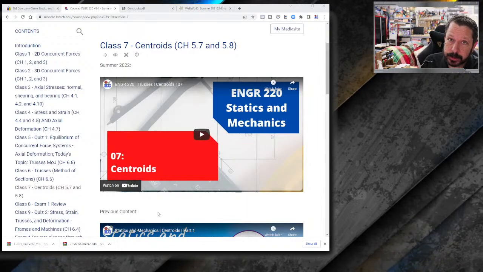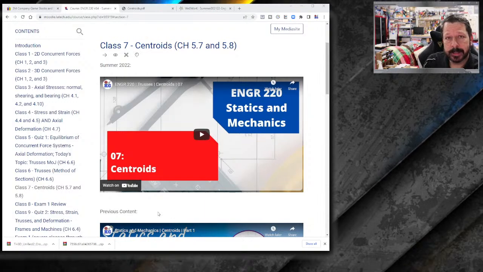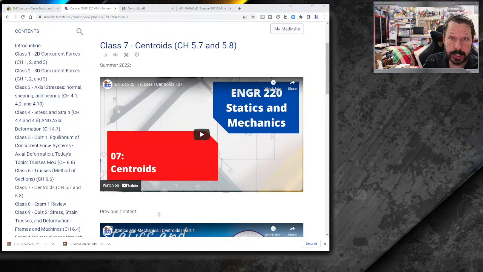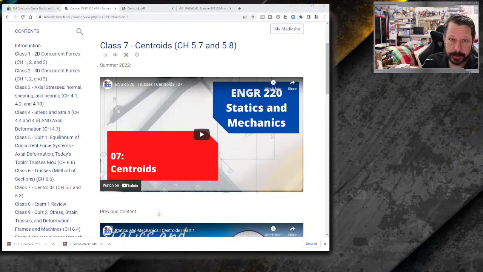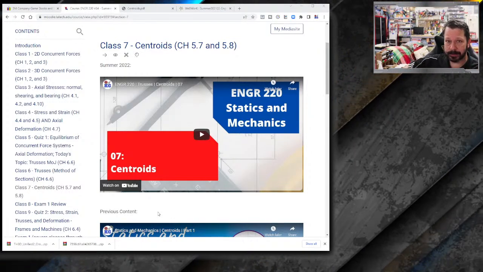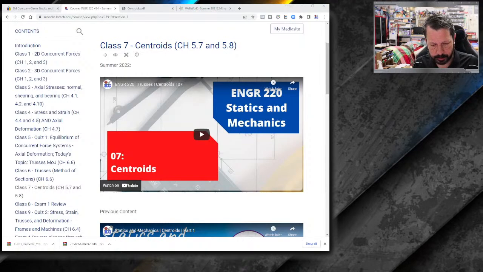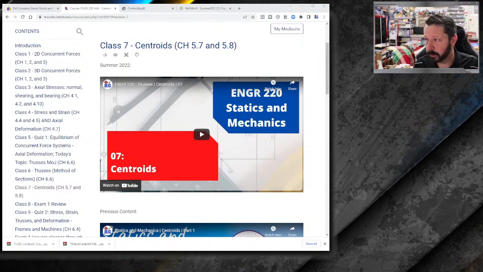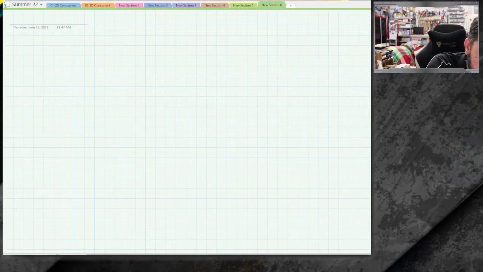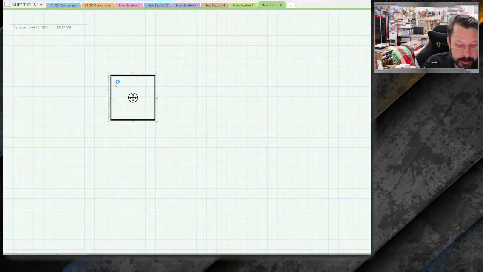We are only going to do two-dimensional centroids. You can have three-dimensional centroids, but we're going to think of centroids of just two-dimensional shapes, like the cross section of some beam, and we want to find the centroid of it. So the general idea is, let's go to OneNote and draw some stuff. Let's do one that's really straightforward first. I've got a rectangular cross section, and this is a beam.